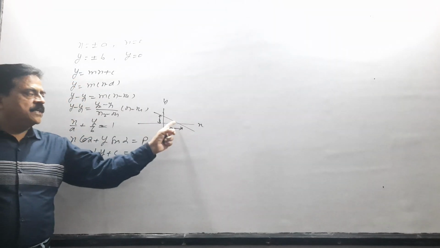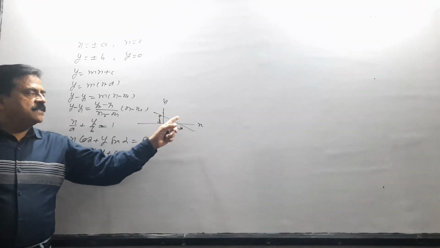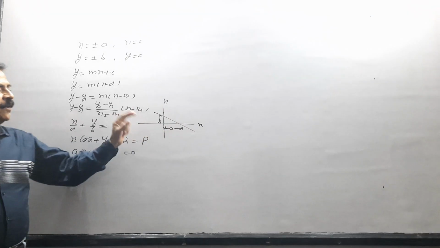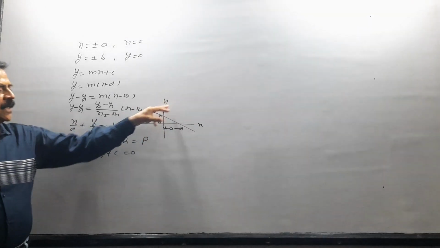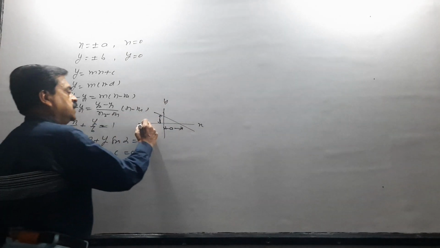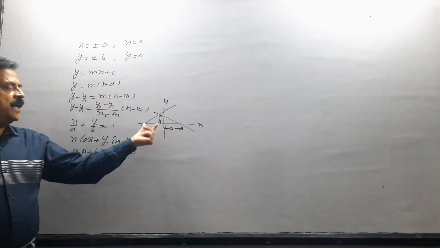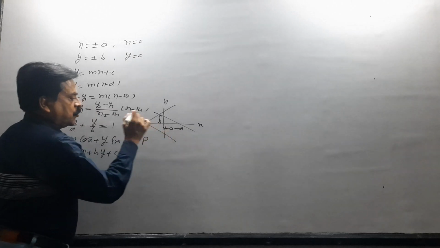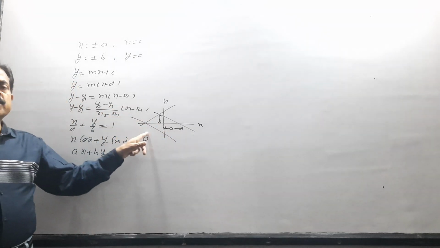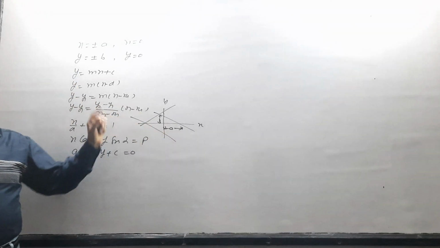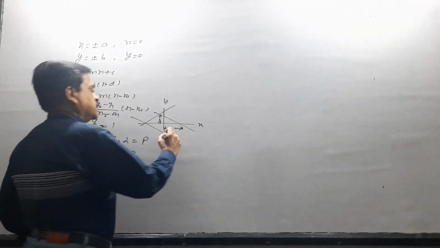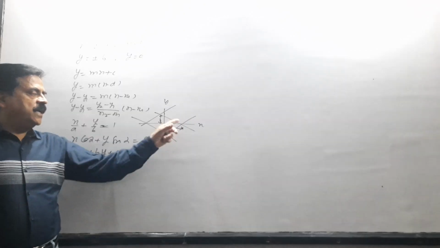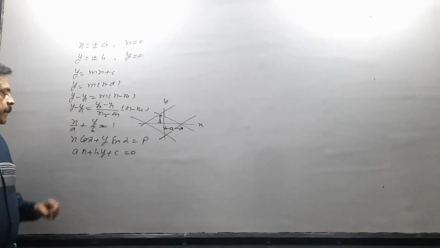If the line is intersecting the coordinate axes in the first quadrant, then a and b both are positive. If the line is intersecting the coordinate axes in the second quadrant like this, then a is negative and b is positive. If the line intersects the coordinate axes in the third quadrant, then a and b both are negative. And if the line intersects the coordinate axes in the fourth quadrant, then a is positive and b is negative.